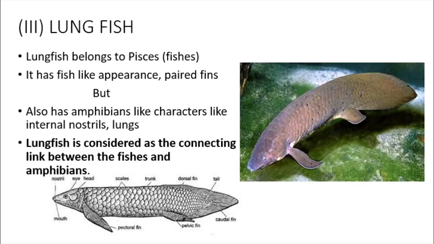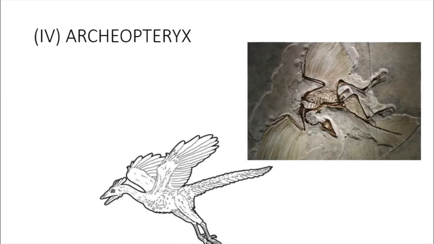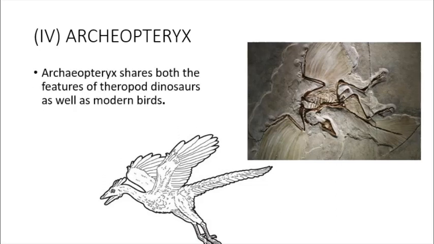Now children, next is Archaeopteryx. Archaeopteryx was the first connecting link which scientists were able to find. It is not present now as it has become extinct, but from the remains of this bird, through fossils and all, they have been able to identify that it has characters of dinosaurs as well as modern birds. So that is why it is a connecting link between birds and reptiles.